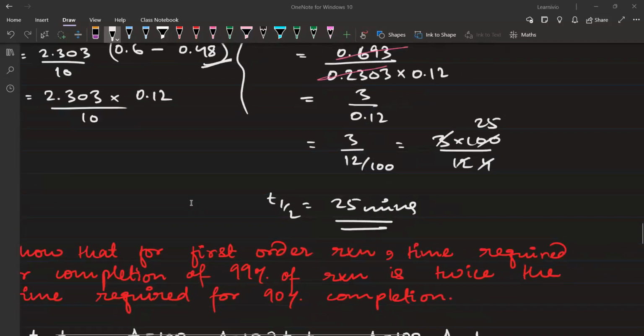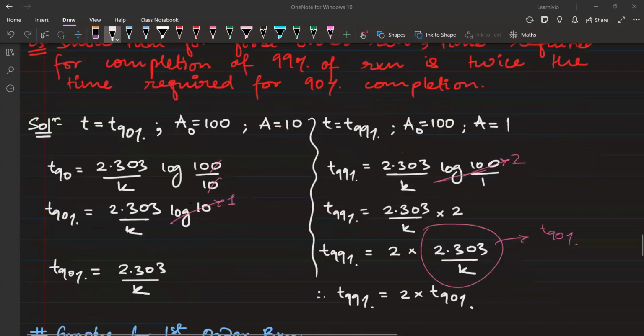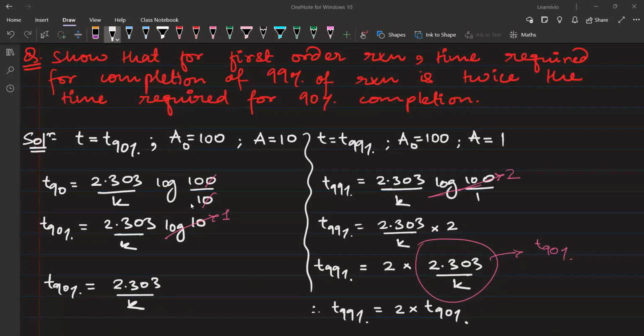This is one of the most asked questions from chemical kinetics: the relationship between T90 percentage and T99 percentage. When we have T90 percentage, A naught will be equal to 100 and the remaining concentration will be 10, because 90% of the reaction is completed. So I can write T90% is equal to 2.303 divided by K, whatever the rate constant is, log 100 upon 10, that is log 10. So T90% will be equal to 2.303 by K, as the log 10 value is 1.